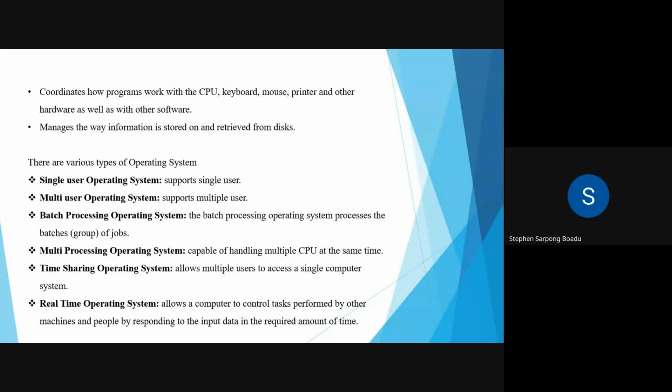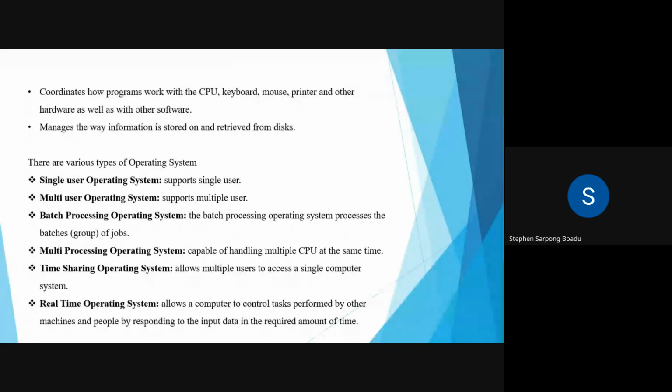So now we know what the operating system is and what it does. So let's look at some types of it. The first type of OS we talk about is the single user operating system. As the name goes, it supports a single user. This type of operating system is normally designed for only one person at a time. Like your Windows for your personal laptop. That is an example of a single user operating system, because you are the only one that can use it at a time.